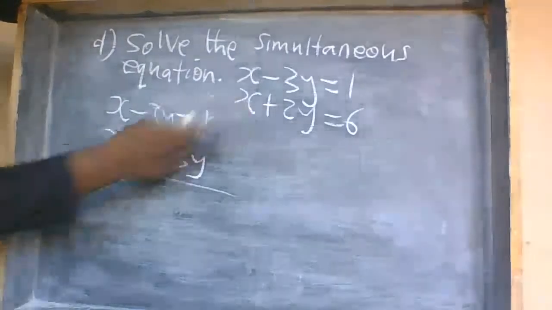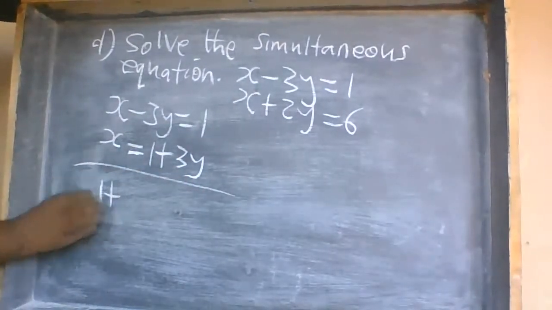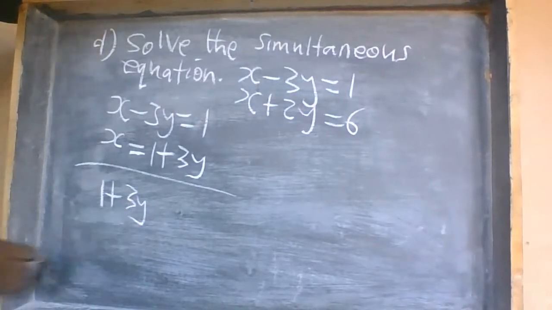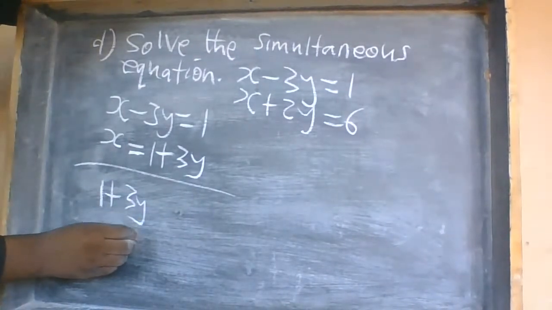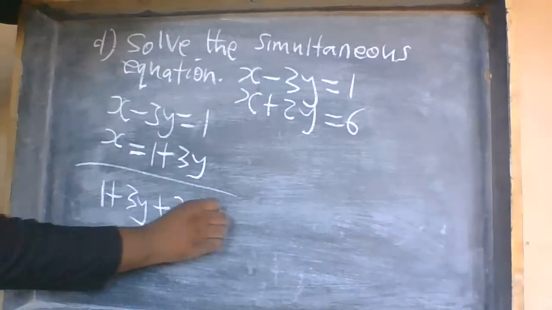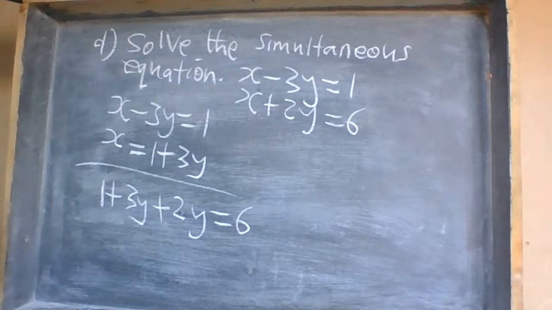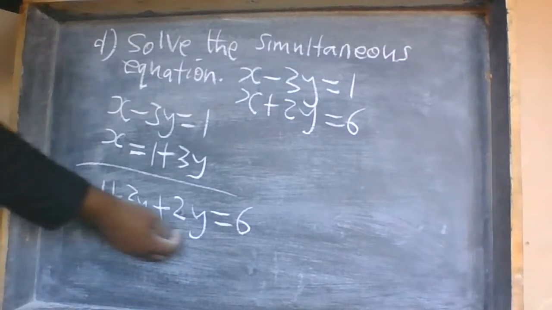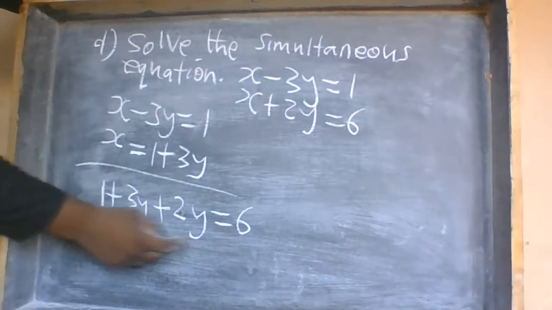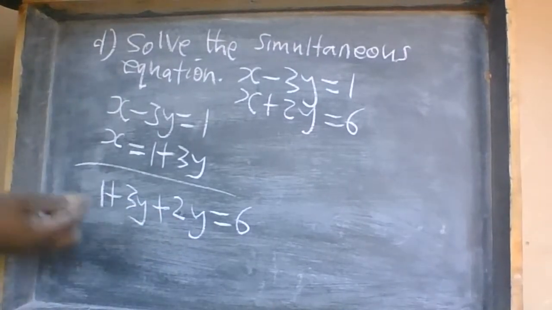So instead of writing x there, I'll write 1 plus 3y. 1 plus 3y plus 2y equals 6. As you are able to see, the whole equation now is full of only one variable, which is y. Therefore, I'll collect the like terms.